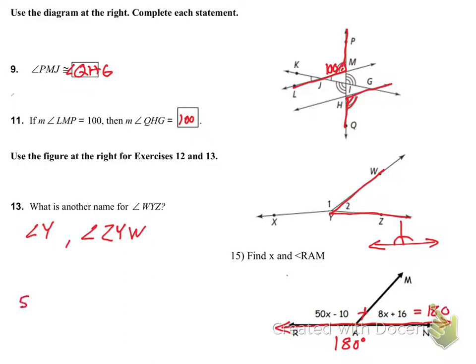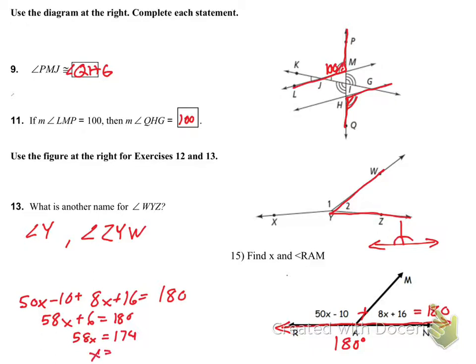So that would be 50x minus 10 plus 8x plus 16. We're going to set that equal to 180 degrees. So that'd be 58x plus 6 is 180. 58x is going to be equal, minus 6 on each side, 174. Then you do 174 divided by 58, which makes 3. So x is going to be equal to 3.